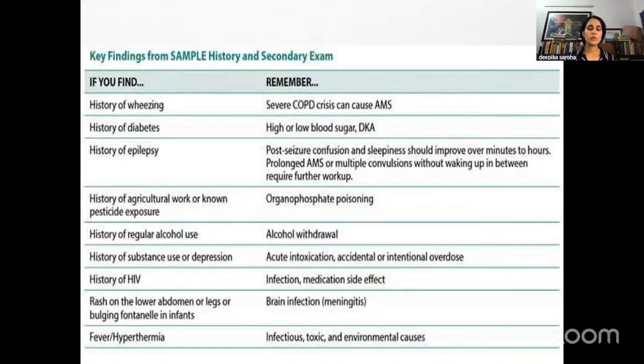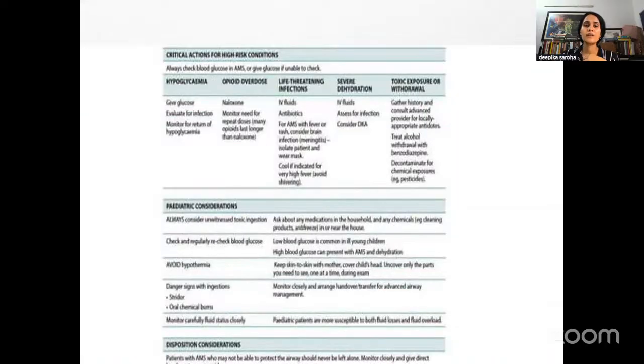Rashes on the abdomen, skin or leg, or bulging fontanelle in pediatric patients will help you to think about meningitis as a possible cause. Fever or hypothermia, as we have discussed, will help you to think infection, toxin, and environmental causes as etiology. And this is just the brief critical actions that you should take.